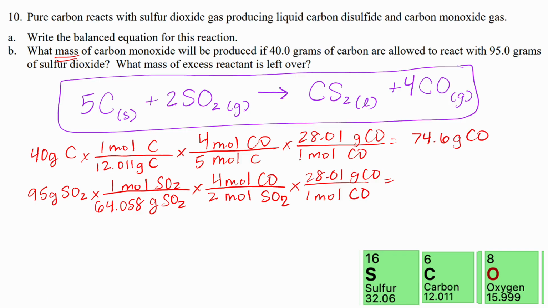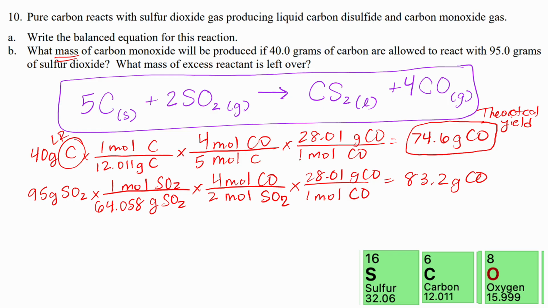I'm going to do the same thing with the other one. I have 95 divided by 64.058. Then I'm going to multiply that by 2, and then multiply that by 28.01. And that is going to give me 83.2 grams of CO. So as you can see, our limiting reactant, or the maximum amount of product that we can make, is 74.6 grams of carbon monoxide. So this is our theoretical yield. And that is produced by our limiting reactant, which is carbon.